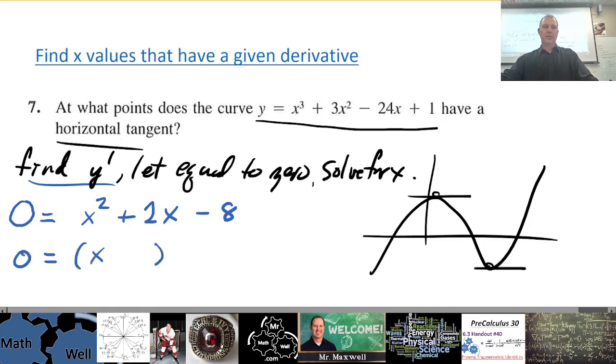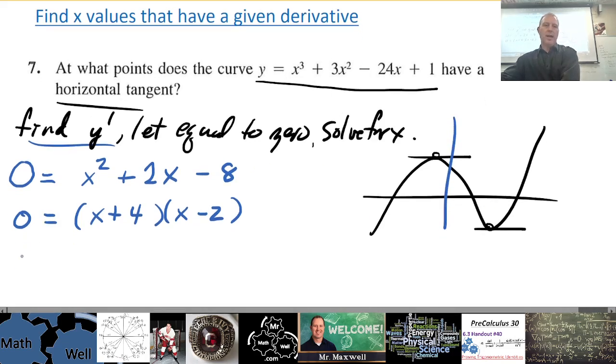It's going to be x as the first term. What are the two numbers that multiply to negative 8 and add to 2? Plus 4 and minus 2. Does that look good? All right. So that's actually what the graph looks like there. So that means that x equals negative 4 and x equals positive 2 should be the solutions to this question here. So at what points? If the question asks for points, just a heads up, it's not good enough to just give x values, you have to give the y values too.